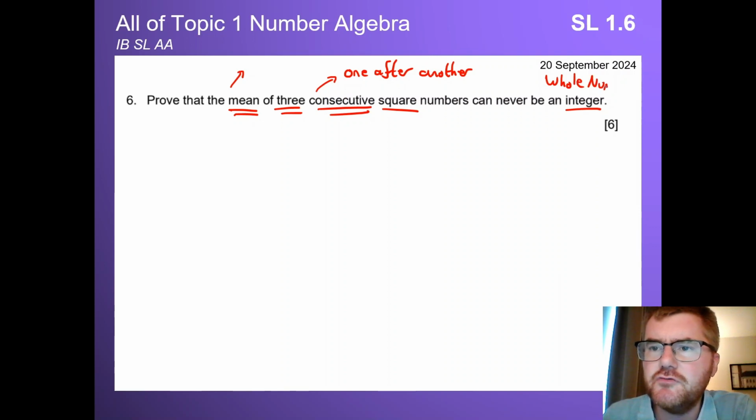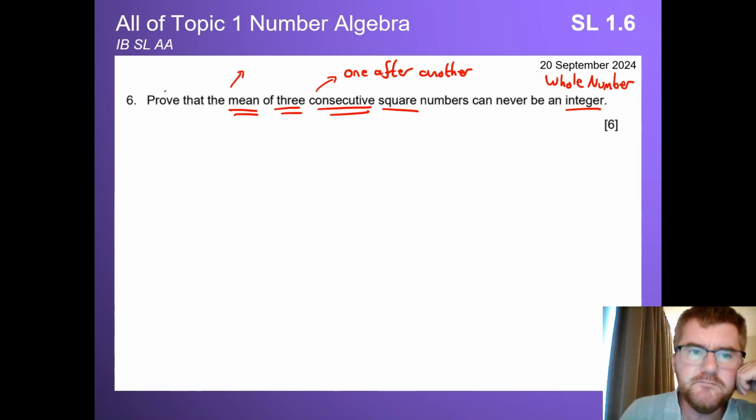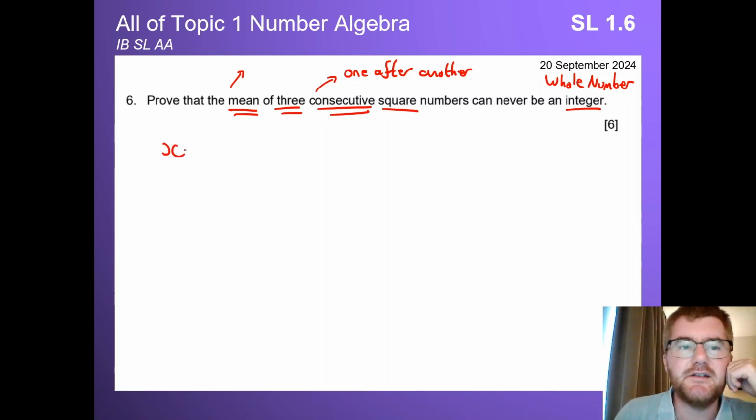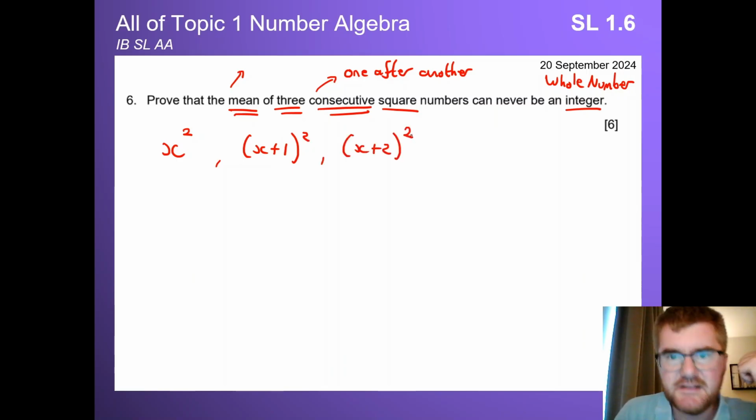Now what students often struggle with is a structure to do these kinds of questions. So I'm just going to take my first number to be x. I have no idea what it is, but I'm just going to call it x. I want 3 consecutive square numbers. So I have x squared because it's a square number. Then the next number, x plus 1, and I'm going to square that. Then the next number, x plus 2, and I'm going to square that. And what they're saying here is the mean of those numbers can't be an integer.